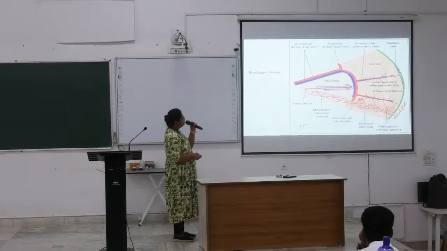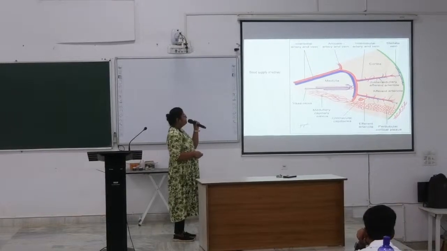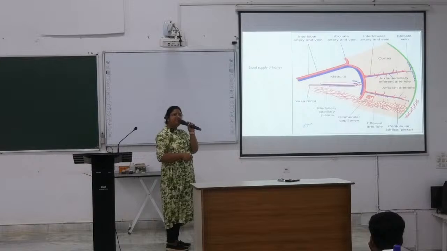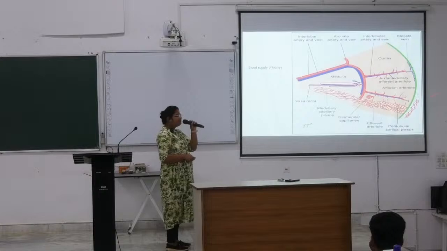They are giving afferent arterioles. These are the afferent arterioles. Okay, afferent arterioles are forming the glomerular capillary plexus. From the glomerular capillary plexus, efferent arterioles are formed.